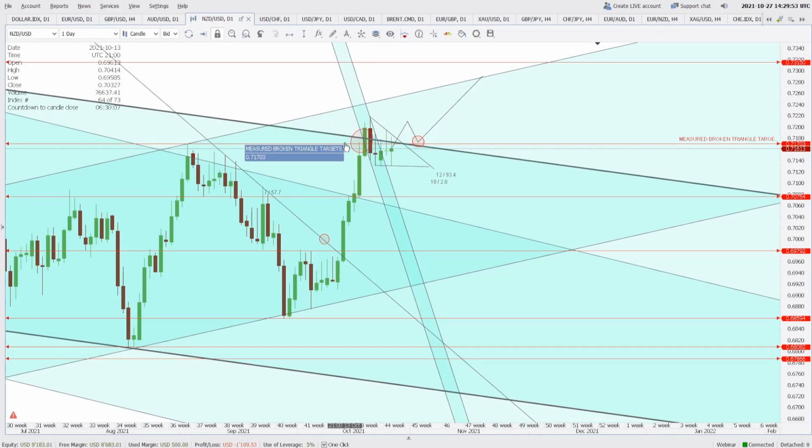Right now the resistance is at 0.7170, support is at around 0.7075, so any closing above 0.7170 may put the bulls in control of the market.